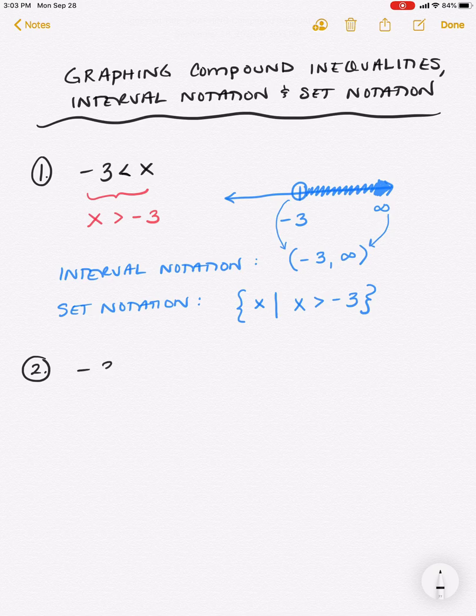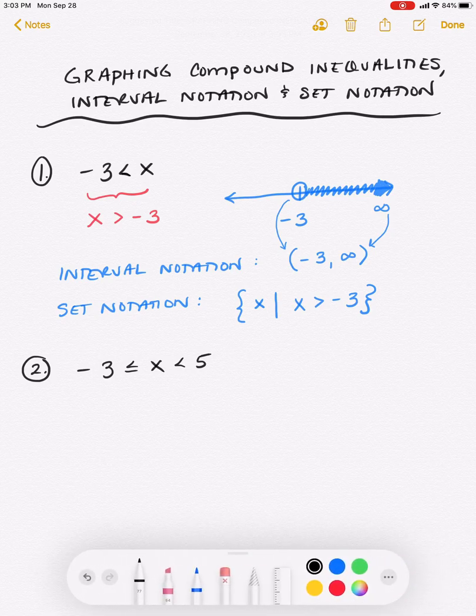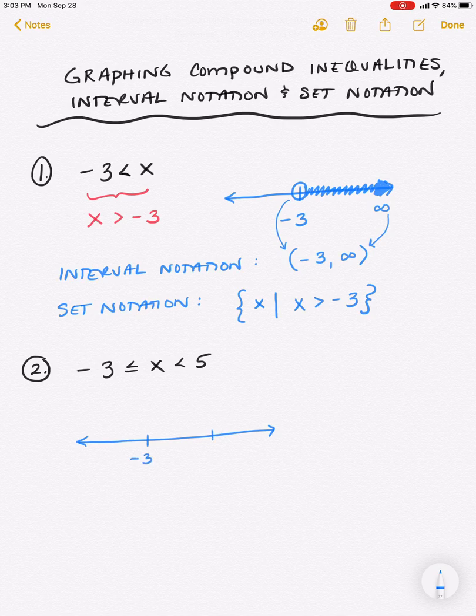So what if we graph something like -3 is less than or equal to x, which is less than 5. So this is really two inequalities right here. We'll talk about that in just a second. But what I recommend when you see these is let's go straight into the shading. We've got -3 with a closed circle because it can equal -3, but x is less than 5, so it's an open circle. So it all depends on this extra line right under here to tell you if it's going to be an open circle or a closed circle.